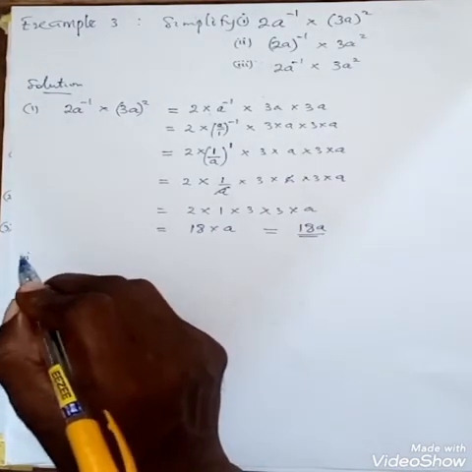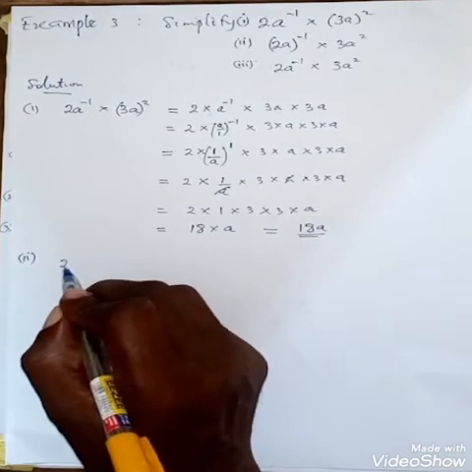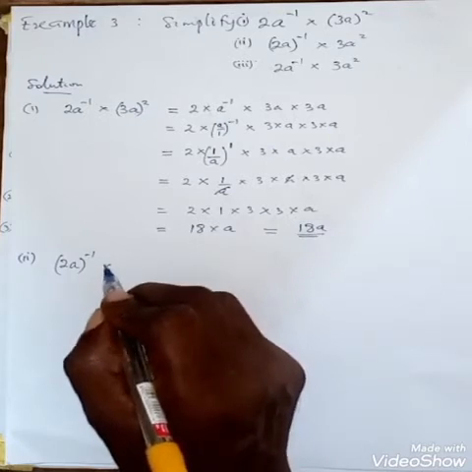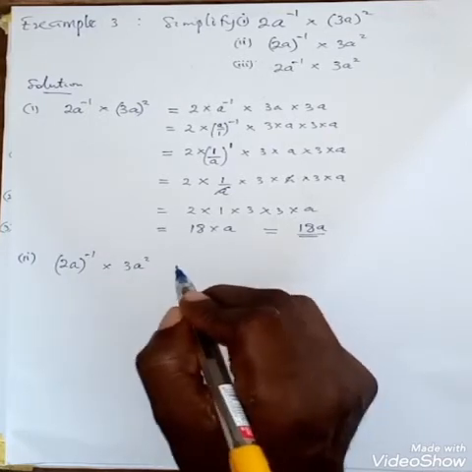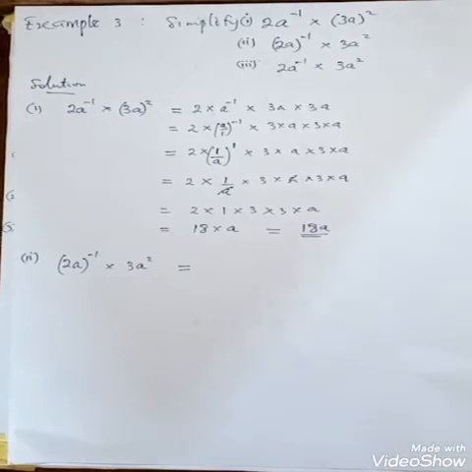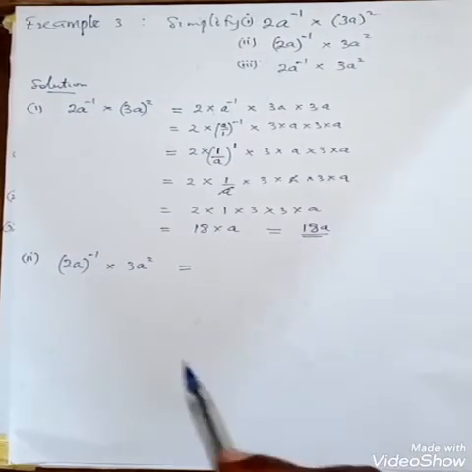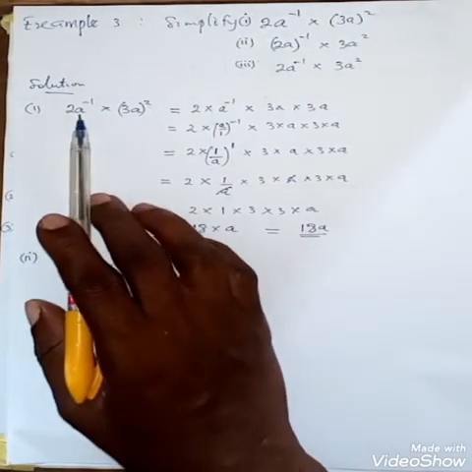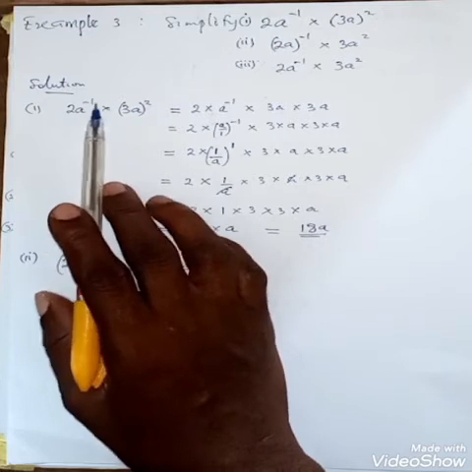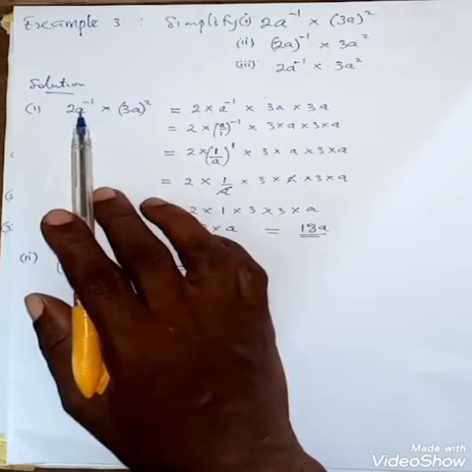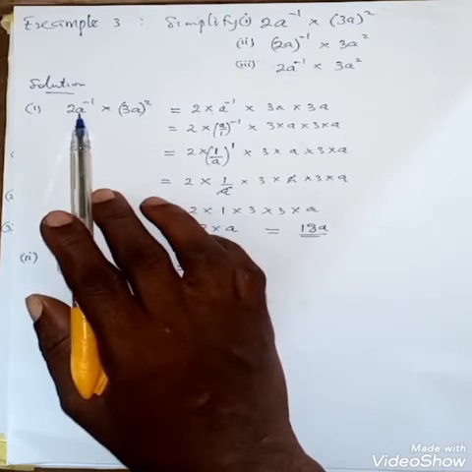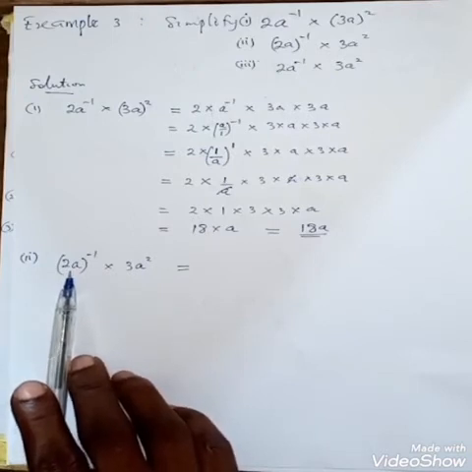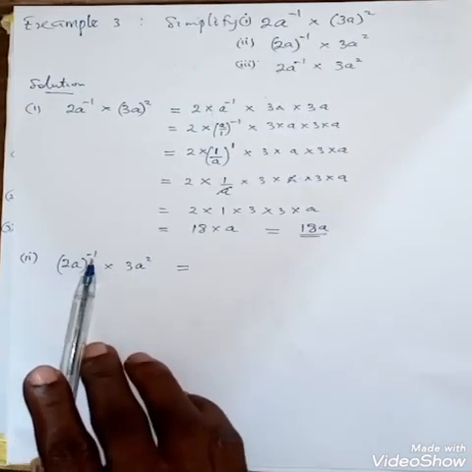In number 2, what we have there is 2a, everything raised to the power minus 1 multiplied by 3a squared. Now I want us to note some differences between the first question as well as the second question. In the first question, we are going to observe that only this a has the negative power. So, and it is the only one we must what? Readjust to fractional form.